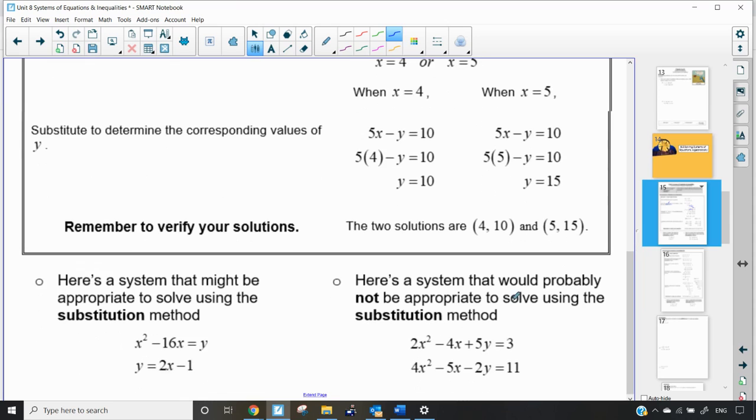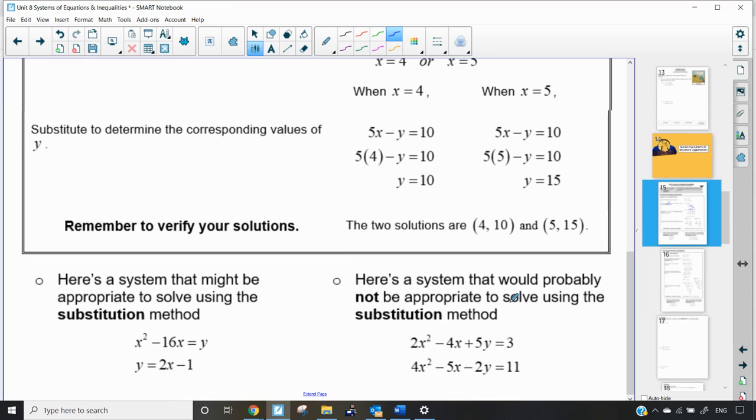Now, when we're looking at equations, again, some are going to lend themselves better to substitution or elimination. When we're working with substitution, we want to find one that's easily manipulated or could be easily rearranged.